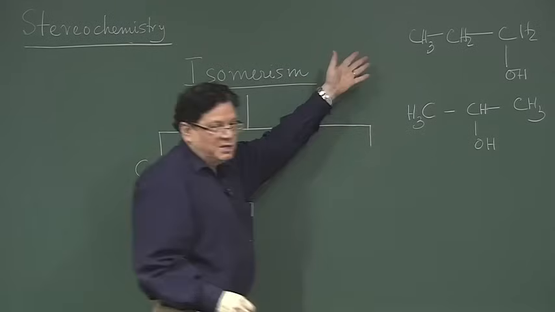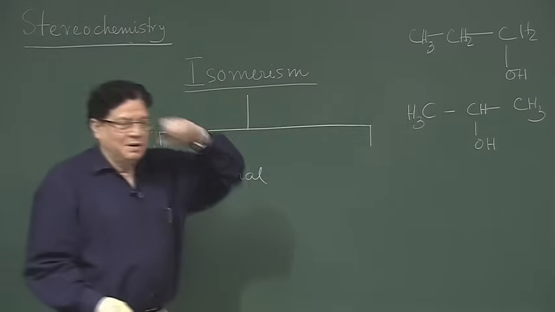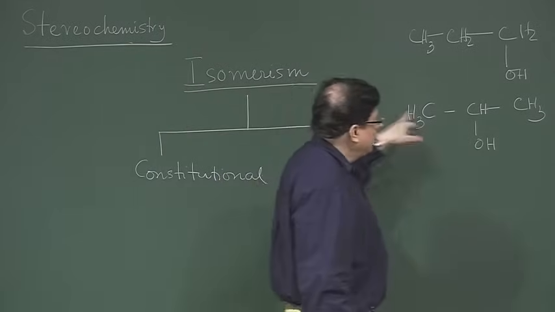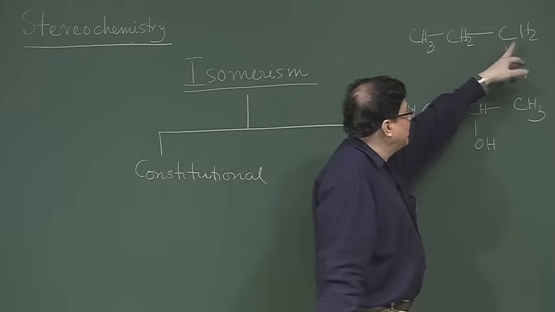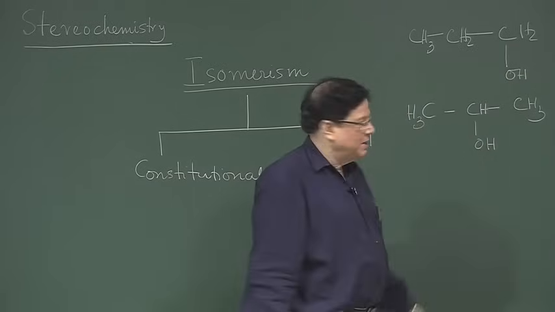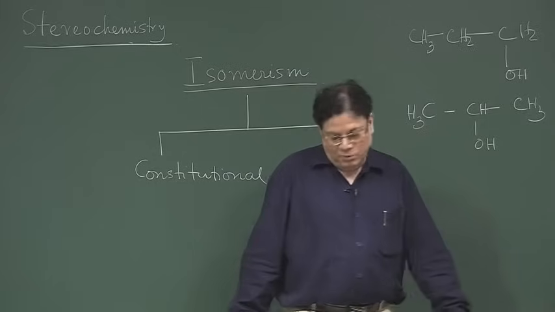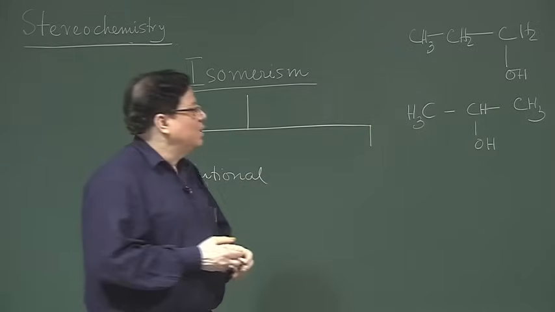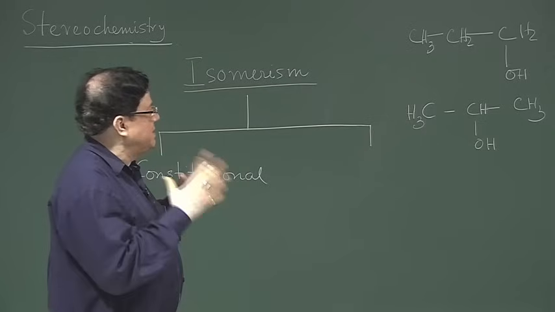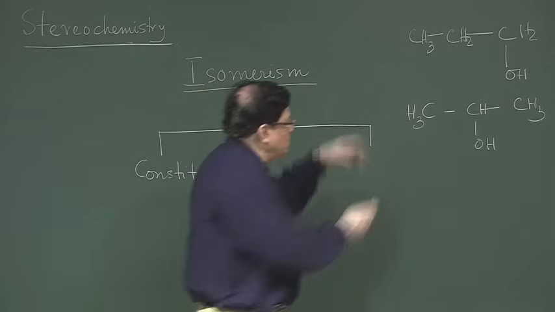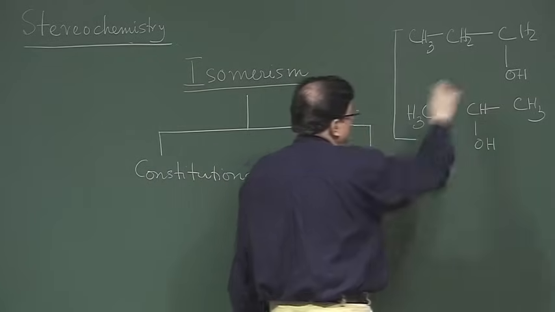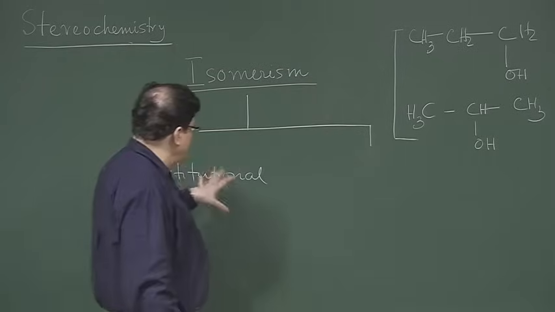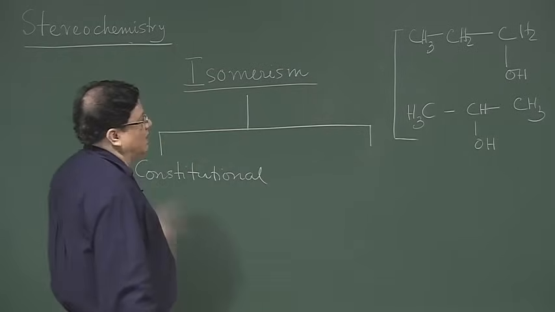Now, what is the difference between these two molecules? The difference is in their connectivity. Here the terminal carbon is connected to OH, here the middle carbon is connected to OH. So, that is what that means, they have different constitution. Constitution means the connectivity. So, this is also isomerism, but that will be called constitutional isomerism.